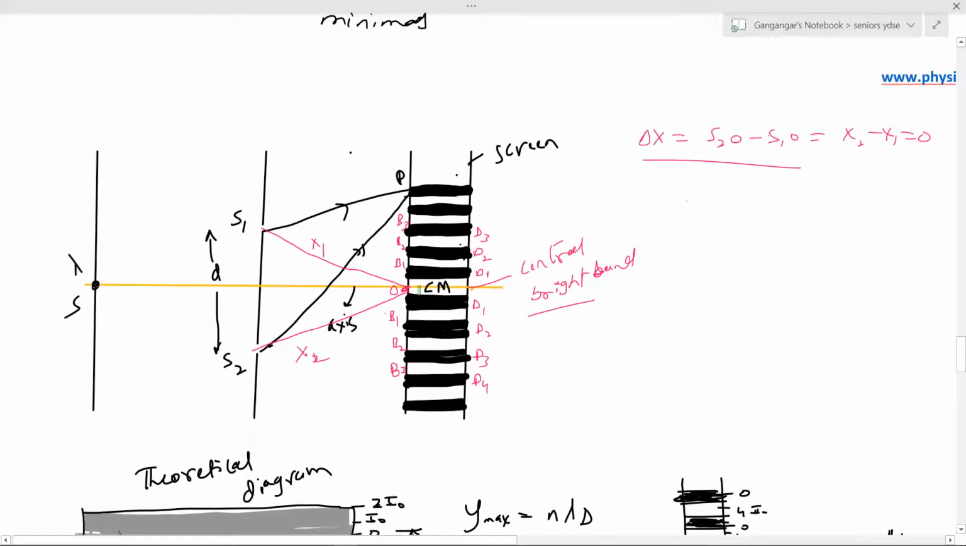Okay, let's discuss this one. What is the intensity at this particular point? 4 I naught. What is the intensity at this point? It will be 0. Why will it be 4 I naught there? Means the intensity due to this is I naught, and this is I naught. So the resultant intensity here will be 4 I naught. Maxima here. Here it will be 0.